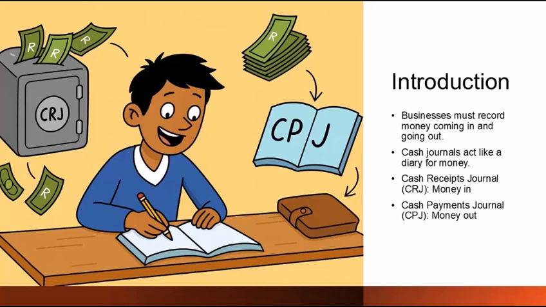The Cash Receipts Journal, or CRJ, records all money that comes into the business. The Cash Payments Journal, or CPJ, records all the money going out of the business.